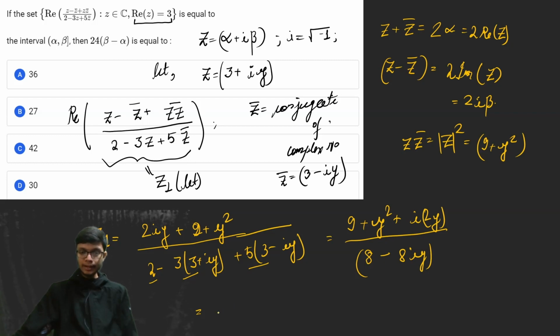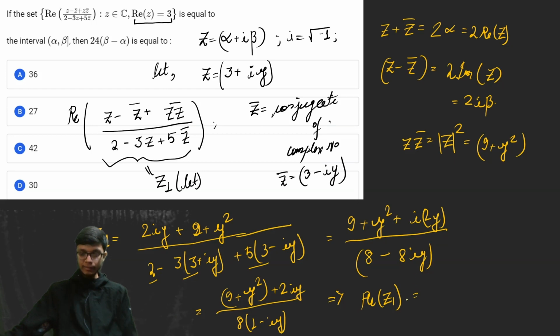So with that, I can write this as 8 times (1 minus ιy), and the numerator part is 9 plus y² plus 2 times ιy. Now I can multiply with this conjugate. Since I need the real value of z1, multiplying with this conjugate, the value will come out as follows. If you multiply with 1 plus ιy, and in the numerator as well, the denominator will become 8 times (1 plus y²).